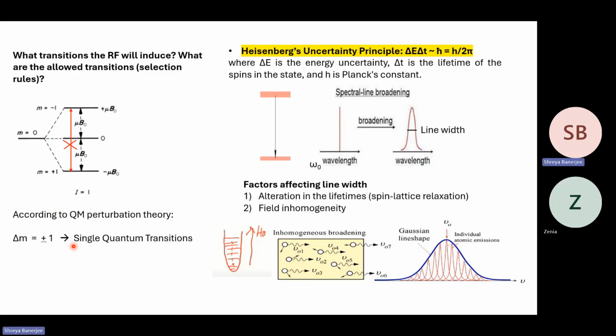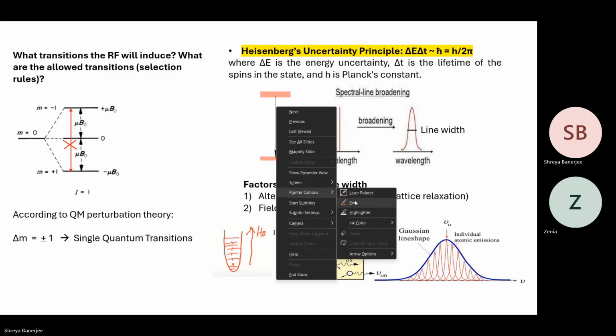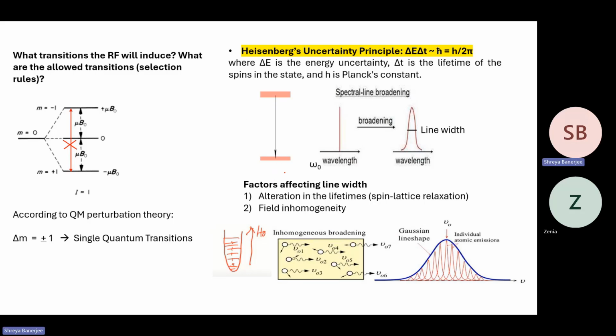So this is called single quantum transitions, where M can only change by plus minus 1. Now you will see that when there are two energy levels and such a transition is happening, suppose it's coming down from the upper to the lower level, energy is released at h nu, which you can write as hc by lambda. So this is one particular wavelength.